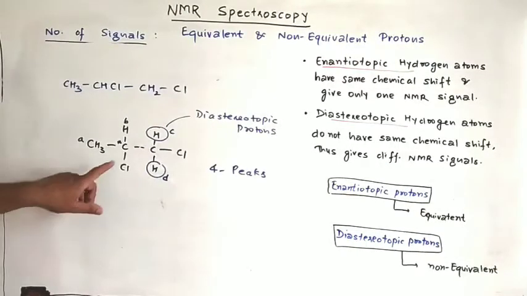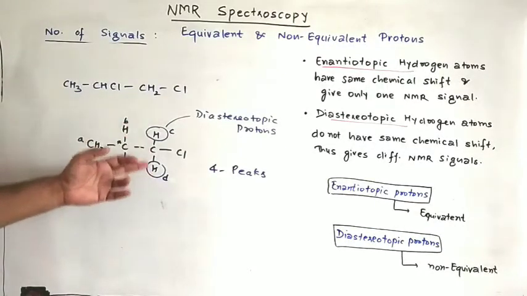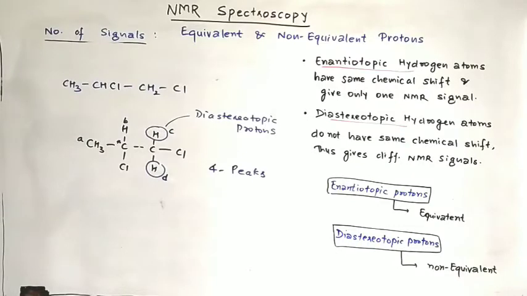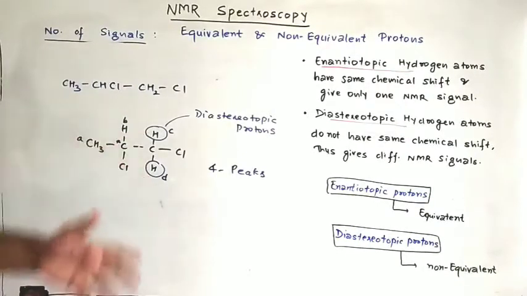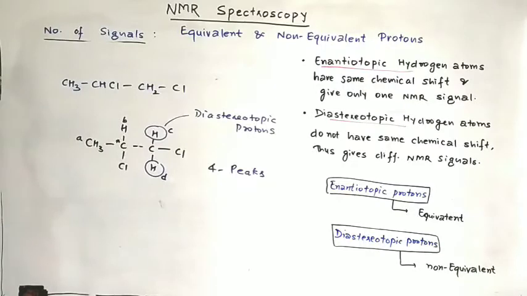Because suppose the configuration of this is R. And when you replace the hydrogen by any other group, you will get different configuration. In one case you will get S, in another case you will get R. So then these two compounds will be diastereomers. Means when you replace this hydrogen or this hydrogen by some other group, you will get two diastereomers. That's why these are called diastereotopic protons.